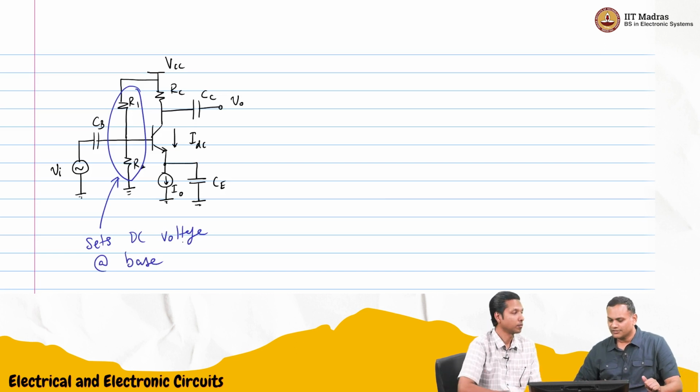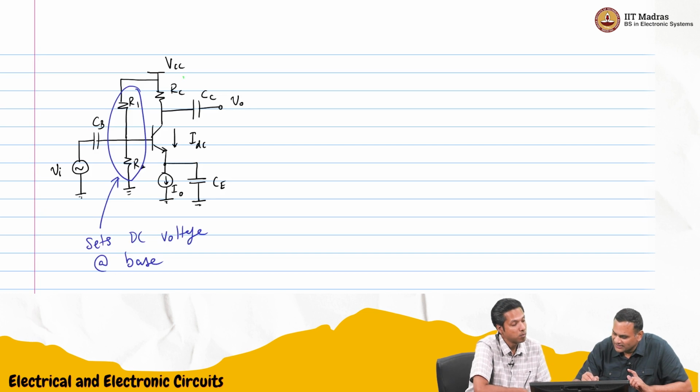Correct. So we need this. Yes, we need RC to set the DC voltage at the collector.